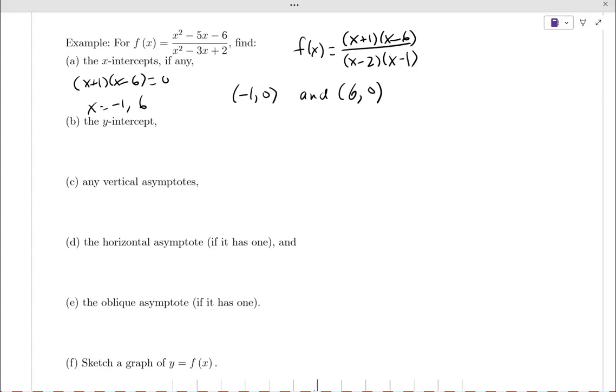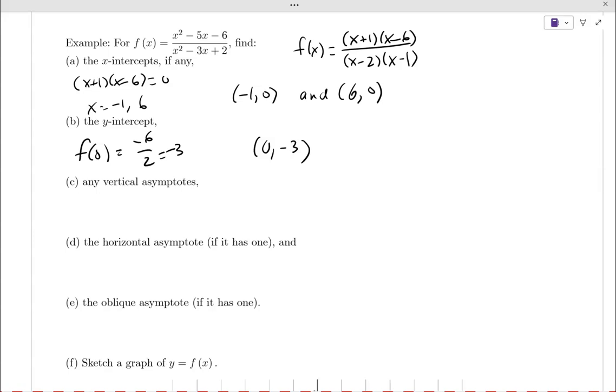To find the y-intercept, what do you do? Put 0 in for x. That's probably easier to do in the original form, right? Because if I put 0 in for x, what do you get on top? And what do you get on bottom? 2, right? So we'll get negative 3. F of 0 is negative 6 over 2, which is negative 3. So your y-intercept is (0, -3). So far, so good?